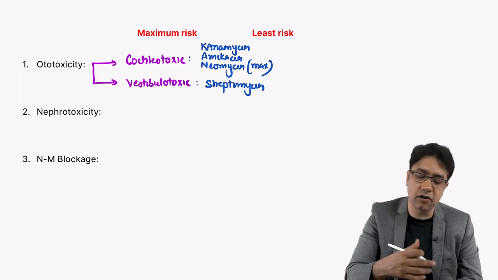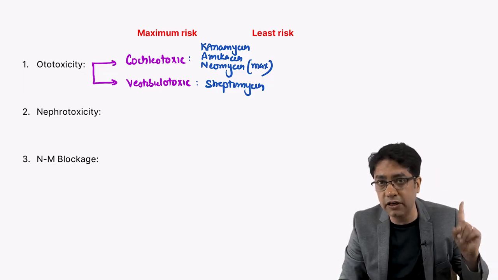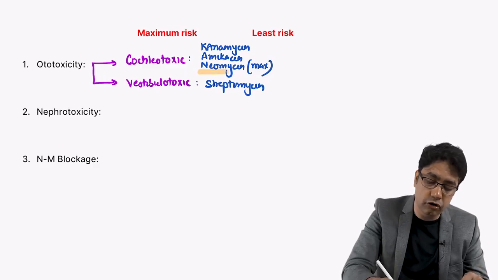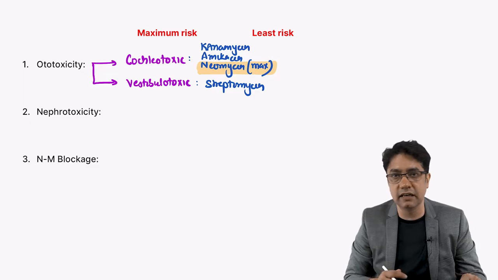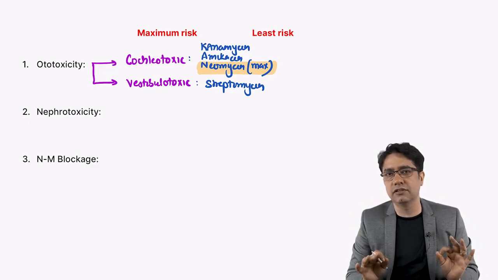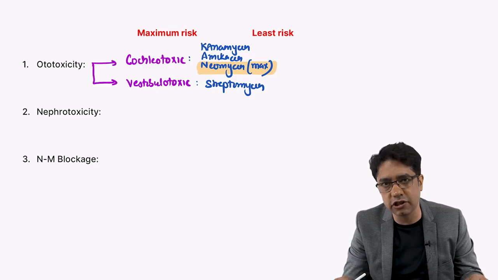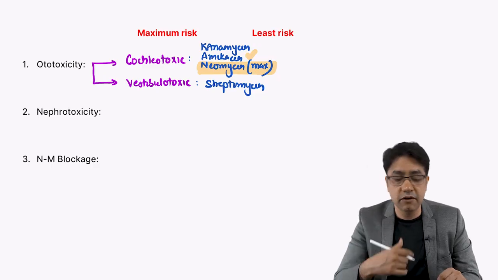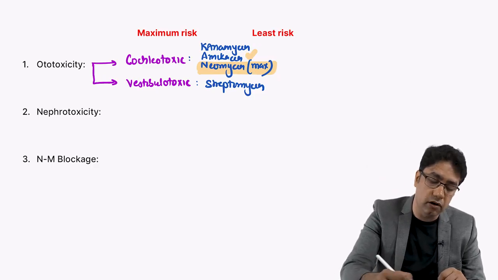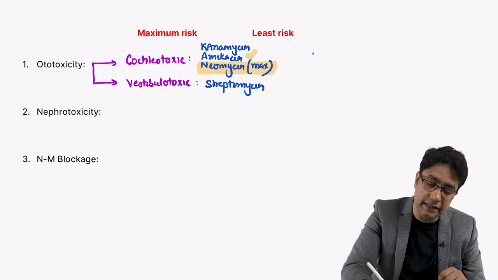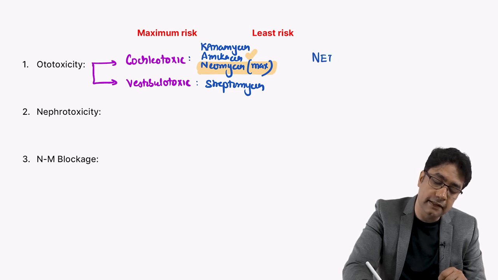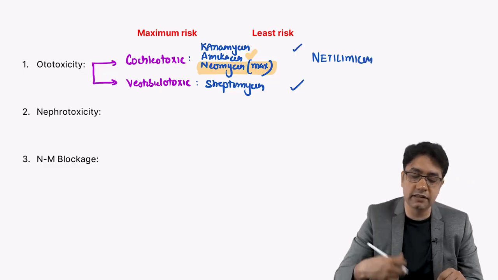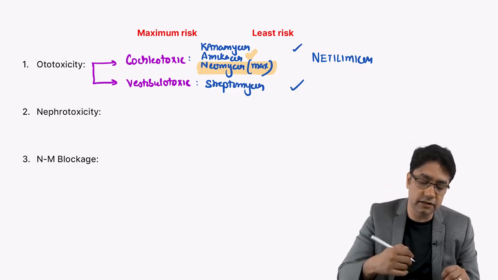So how can we remember? All these aminoglycosides were given in tuberculosis. Now remember, if a question comes, which is the most toxic, neomycin, but because of toxicity, we never give it by injection. So the next most toxic will become amikacin. While least toxic overall for all of them is netilmicin. Netilmicin is least cochleotoxic and least vestibulotoxic.